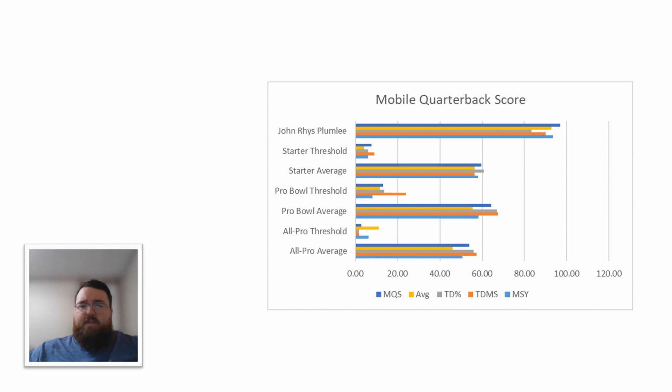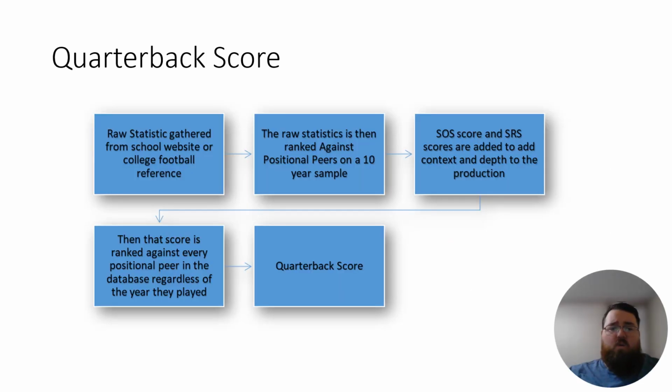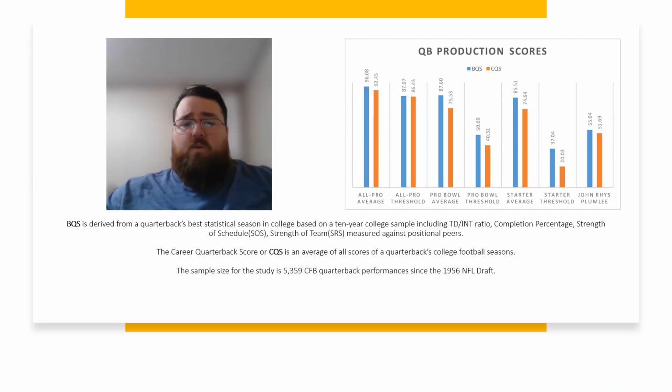And when you look at that particular score for Plumlee, it's easy to see 90 plus percentile in terms of most of those metrics for him as a quarterback. And then when you look at the quarterback score, which is the touchdown to interception ratio, completion percentage, those numbers are then compared against positional peers on the 10-year sample. You add in things like the strength of schedule, the strength of team, to give you context for the production, and that's where you get the quarterback scores.